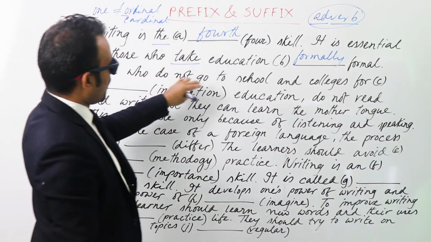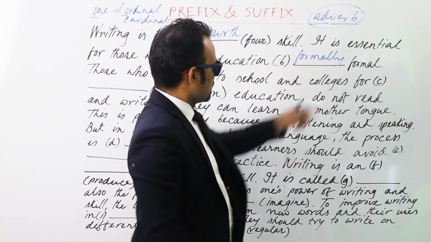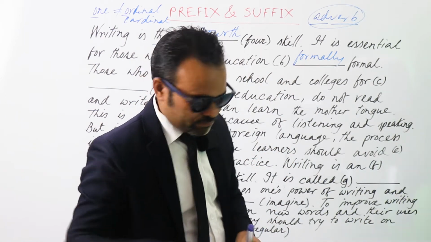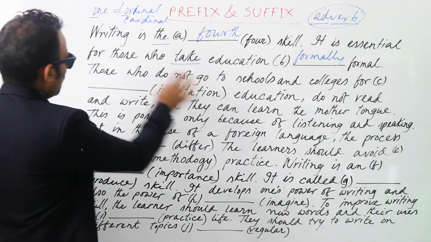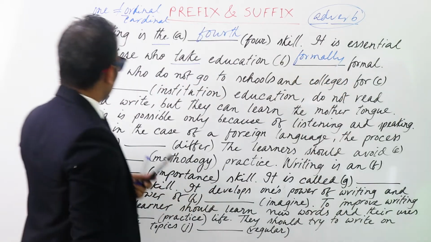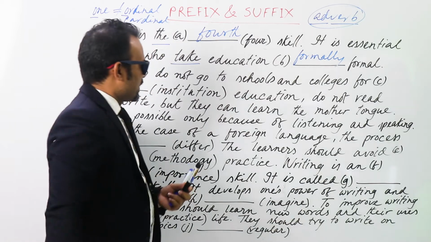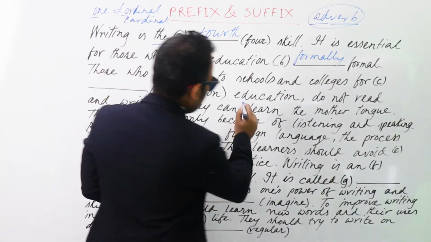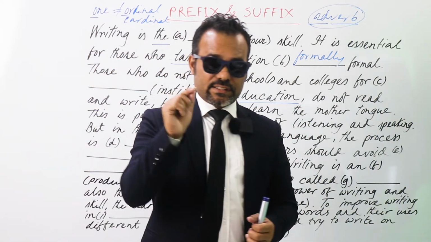Those who do not go to school and colleges should be schools. Let me write it with black ink. Those who do not go to schools and colleges for dash institution education. Institution education. Look at this one. Education. This is a noun, right? Education. This is a noun.